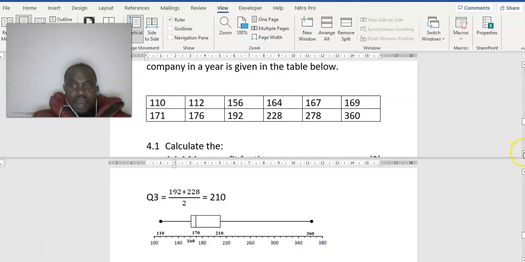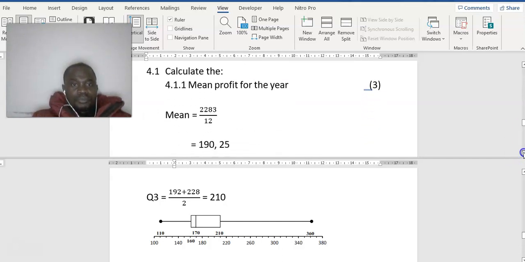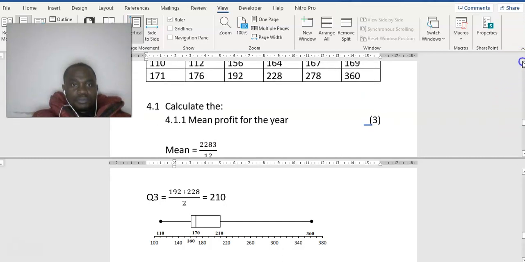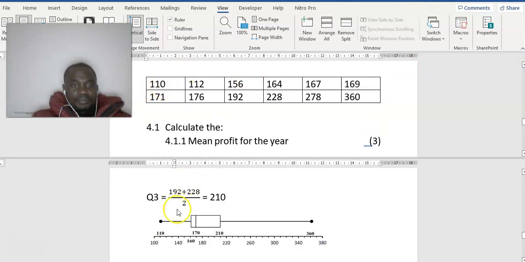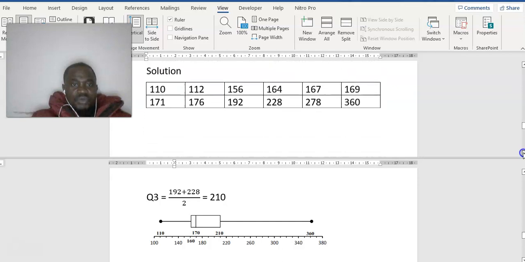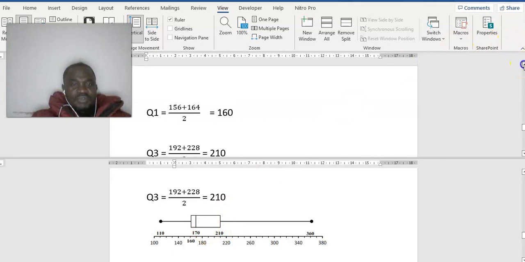So to draw the box and whisker, we have our minimum value. Remember, our minimum value is the smallest value, which is 110 for this, and our Q1 is 160. We calculated Q1 to be 160. Let me show you. Our Q1 is 160. It will be in the box. Then our Q2 was 170. We calculated Q2 also to be 170.